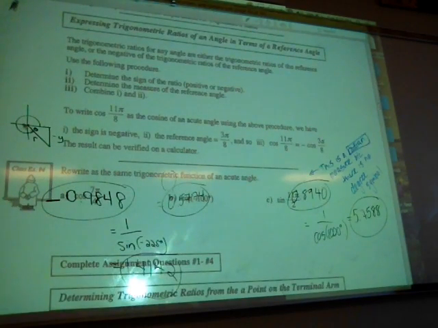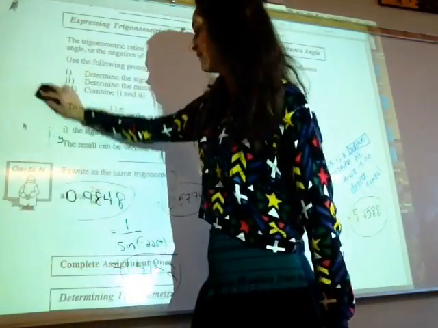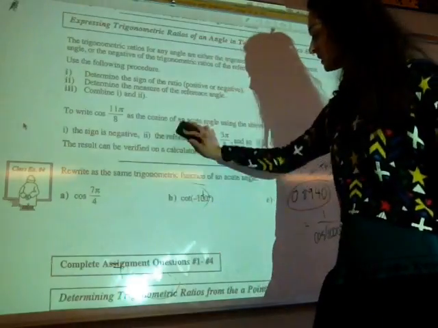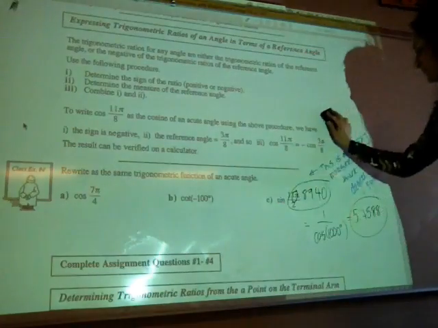So moving on. We're basically going to figure out equivalent trigonometric functions using acute angles.